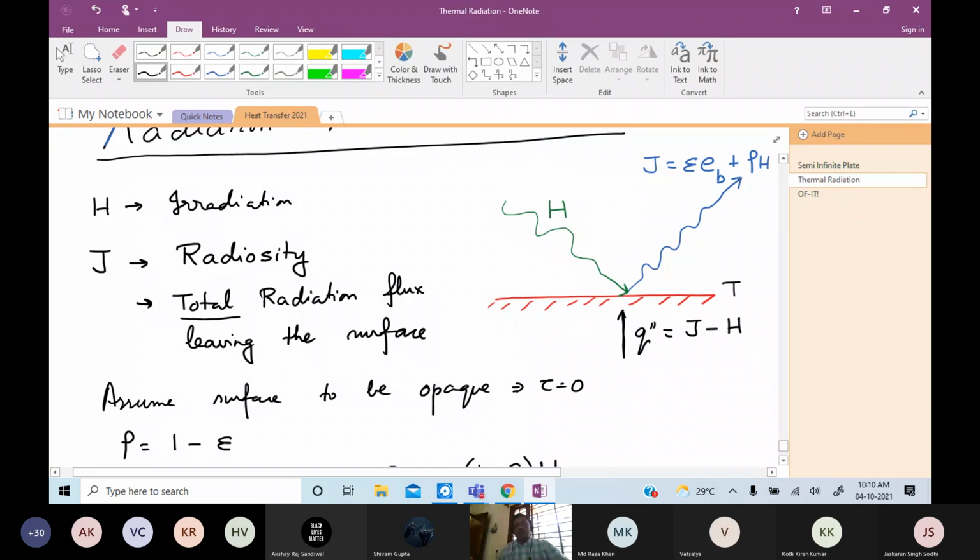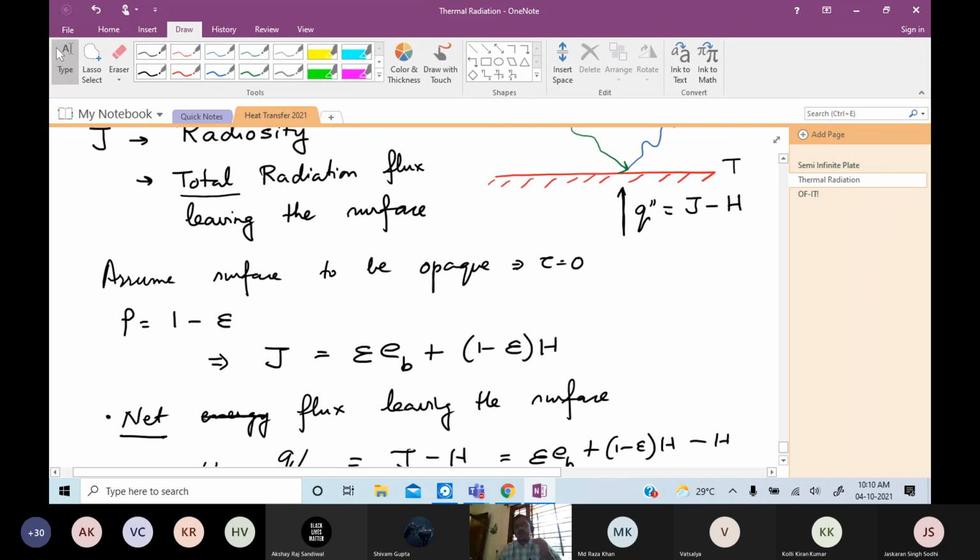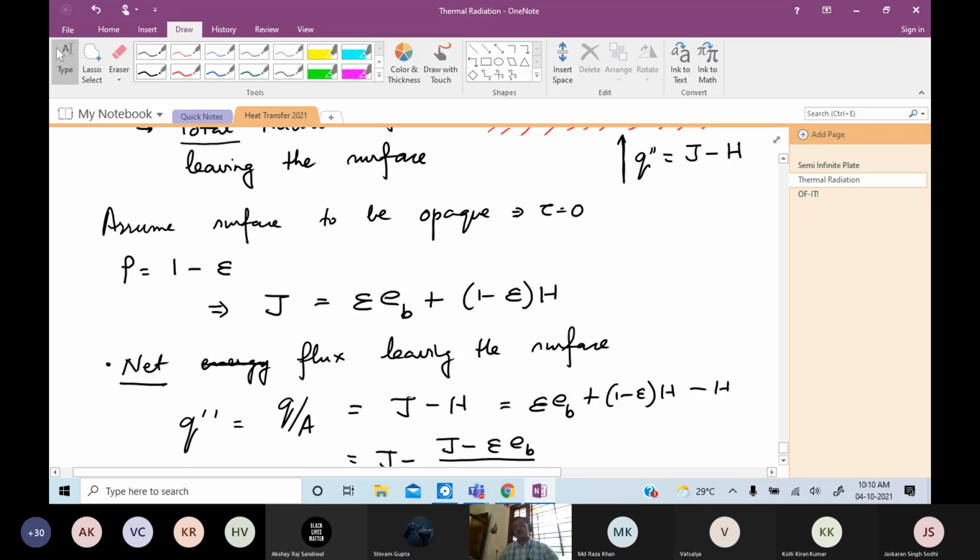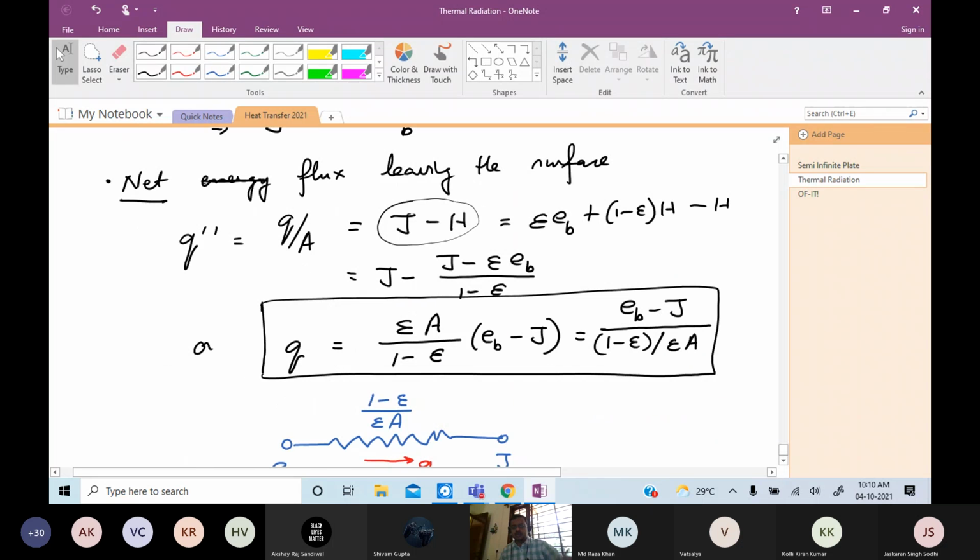So the net radiosity is the total radiation leaving the surface. That is J. What is the net flux leaving the surface? It is what it gives out minus what it receives, so J minus H, which is what you see here. Then we did some mathematical rearranging of terms, and came up with this expression: EB minus J divided by (1 minus epsilon) over epsilon A.